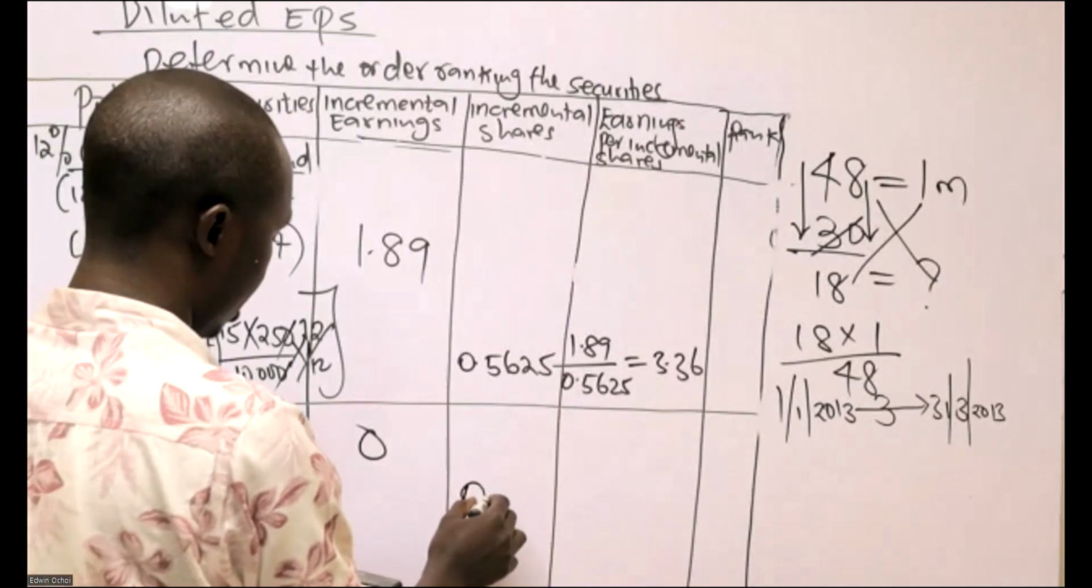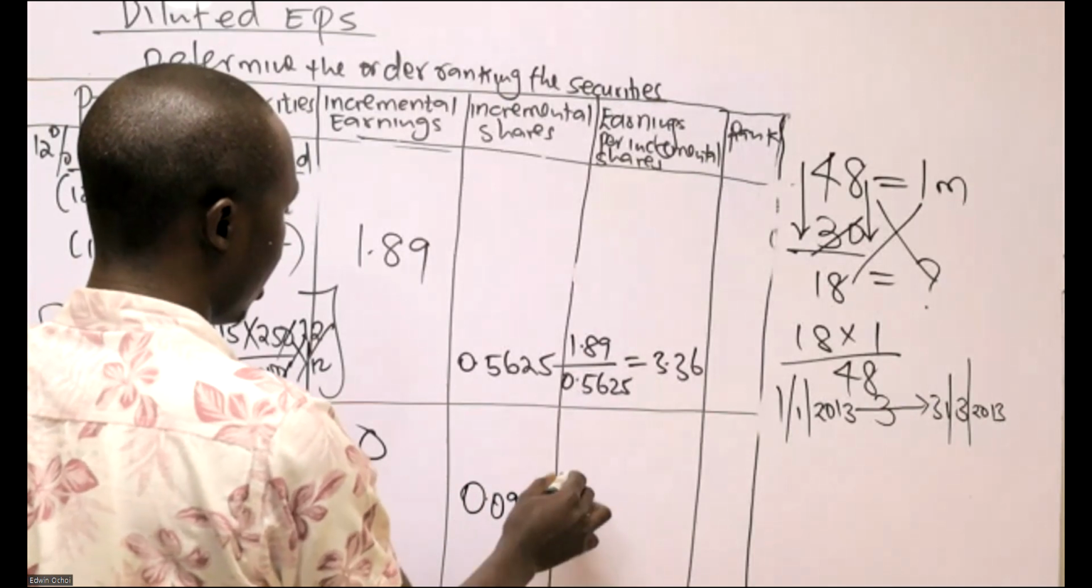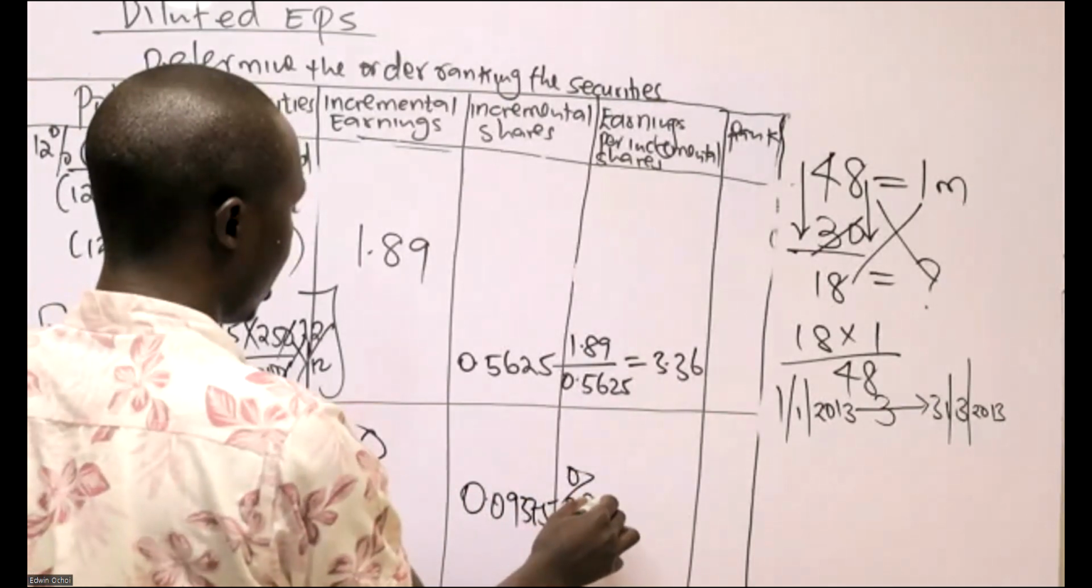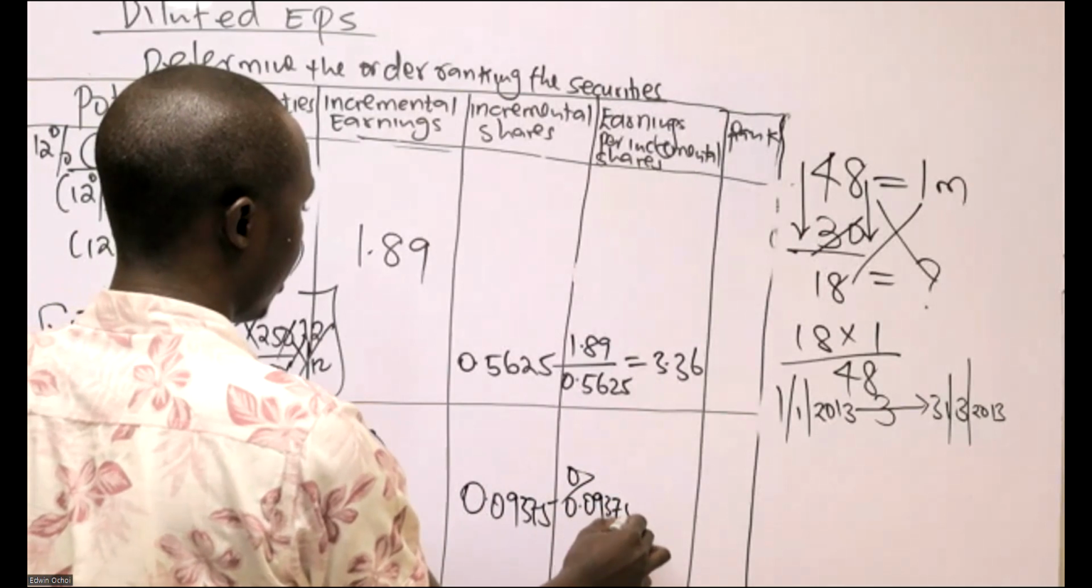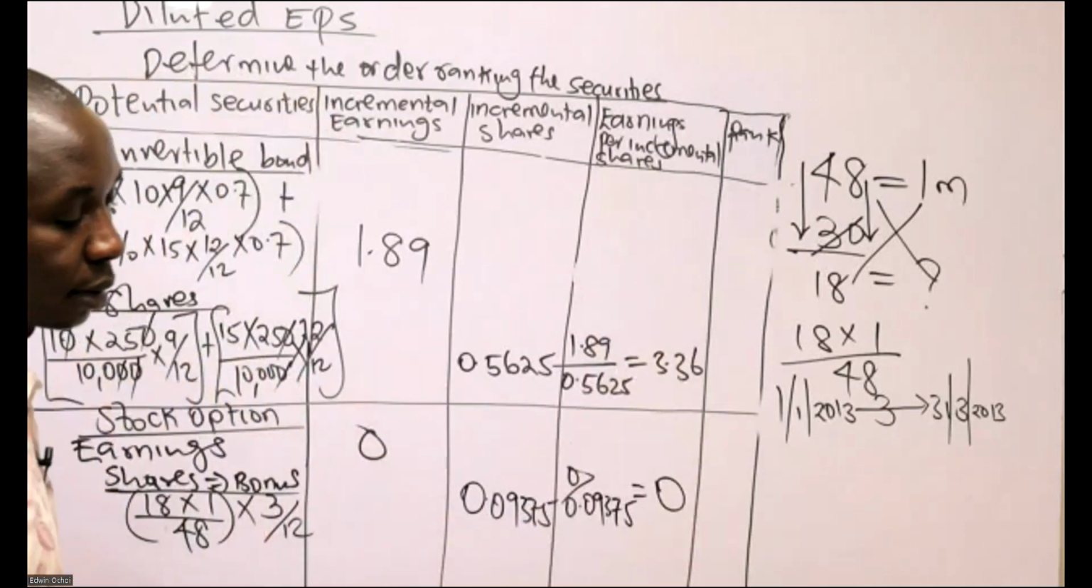That is 0.09375. So 0 divided by 0.09375 gives 0. Those are the two potential securities.